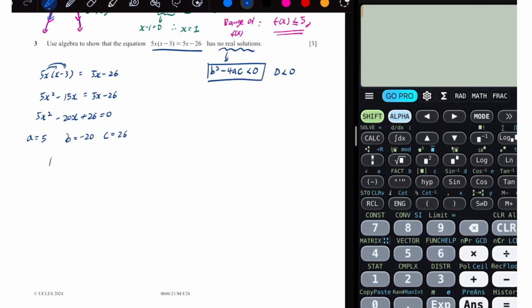So using the formula, D is equal to b squared minus 4ac. We just have to check that, right? So (minus 20) squared minus 4ac. I'm just going to punch it into the calculator.